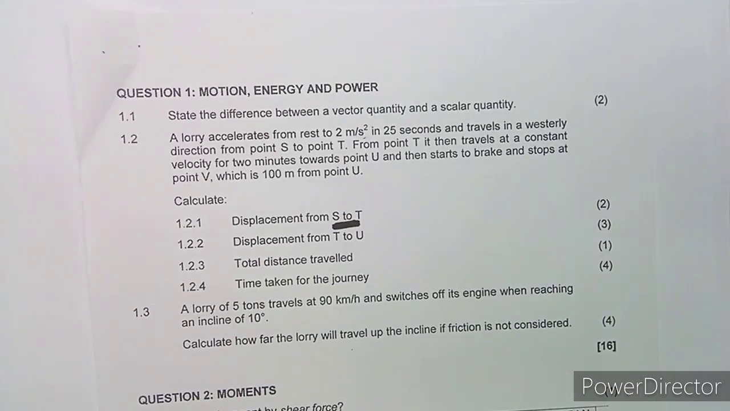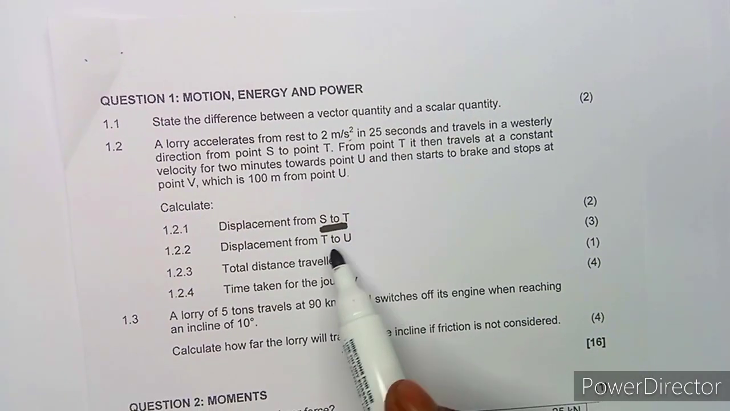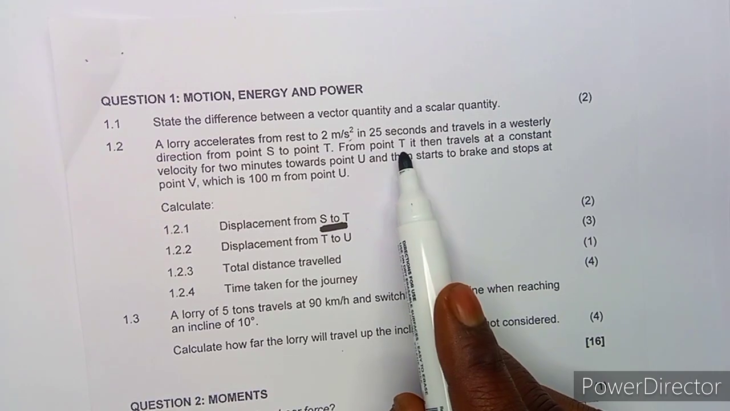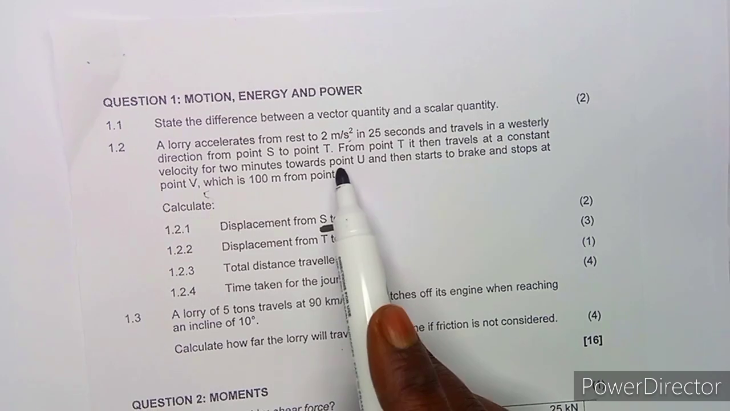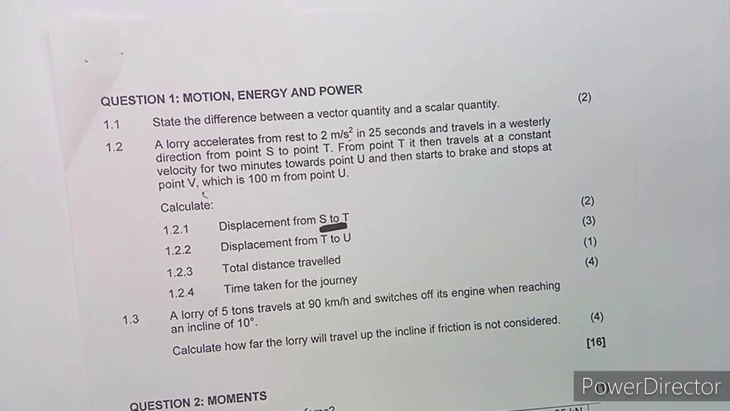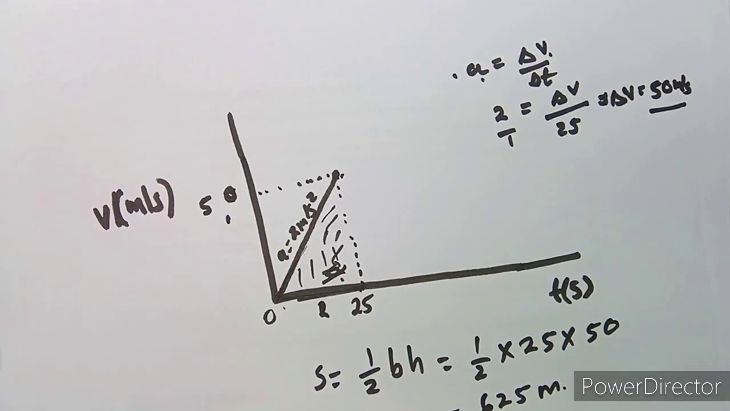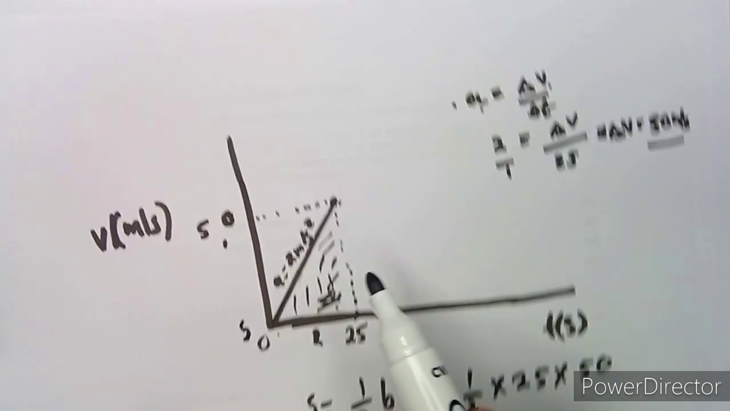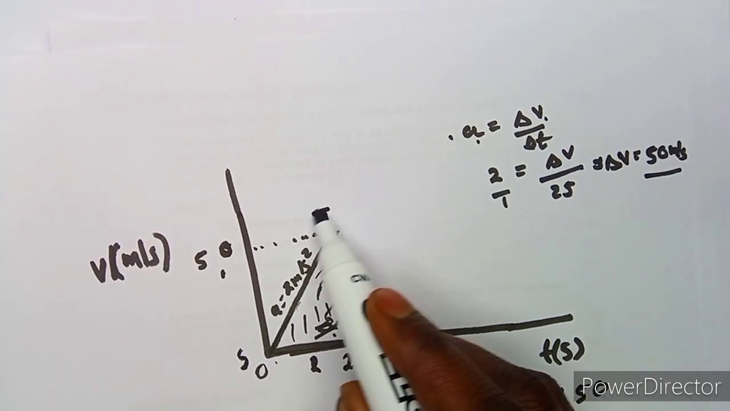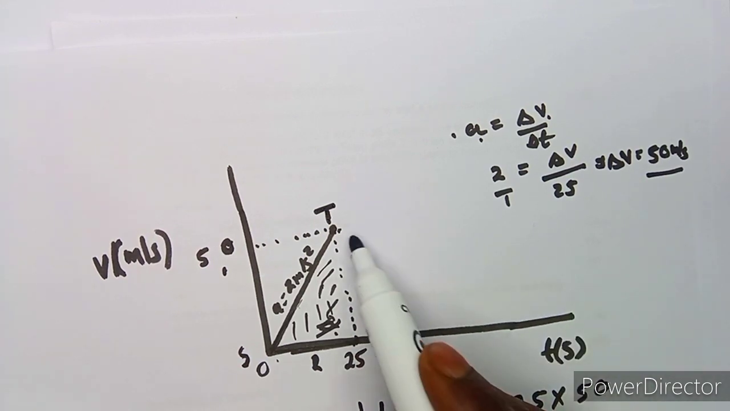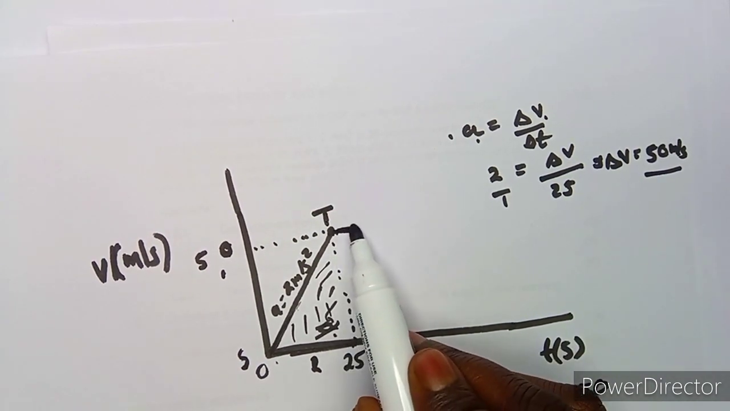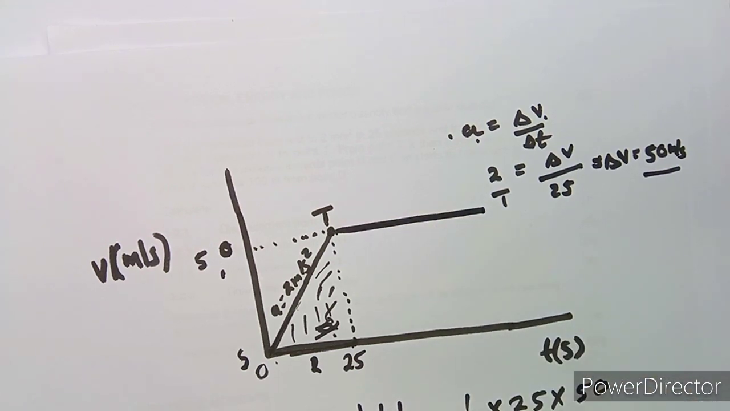All right, so let's move on to another part now. From T to S, what happened from T to S? From point T, it then travels at a constant velocity for 2 minutes towards U. All right, so they are saying from this point T. Okay, so I'm just going to name our points. This is S, this is T, like this. All right, so from point T we moved with a constant velocity, which means this one is going to maintain like this. That's a constant velocity.